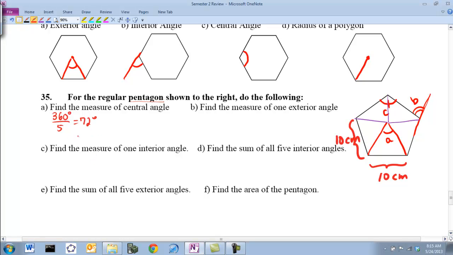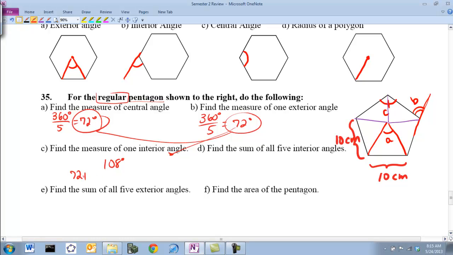That is letter A. Letter B, the measure of one exterior angle. Well, all the exterior angles in every polygon add up to 360. Since there are 5 exterior angles, that is also going to be 72 degrees. We should see that this is always the same, especially when we're talking about regulars. The measure of one interior angle, well, an interior angle and an exterior angle are related to each other, so that should be 108 degrees, because 72 plus 108 equals the 180.